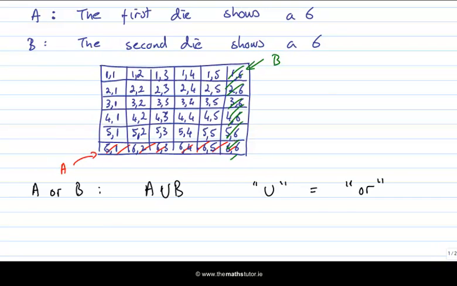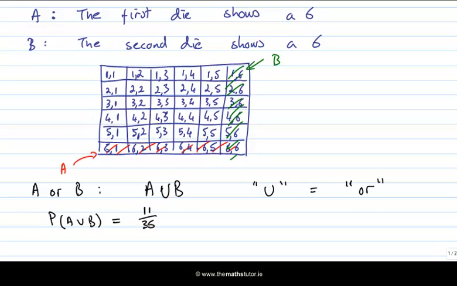Now let's say we wanted to work out the probability of that. Well, in this case, all the outcomes in this sample space are equally likely, so we can calculate the probability of A or B just by counting. The probability of A or B, or A union B: the number of outcomes in that event, just count them up and you get 11, and the total number of outcomes in the sample space is 36. So we get 11 over 36.